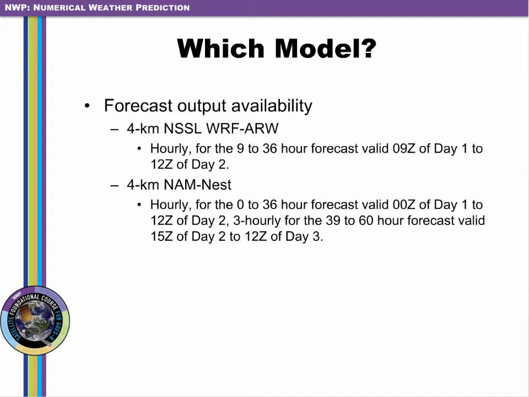The forecast output availability will vary by model. For example, from the Nissel-Whorf, it's available hourly for the 9 to 36 hour forecast, valid 9Z of day 1 to 12Z of day 2. And for the NAM-NEST, it's hourly for the 0 to 36 hour forecast, valid 0Z of day 1 to 12Z of day 2, but then 3 hourly after that for the 39 to 60 hour forecast, so it does go out further in time.